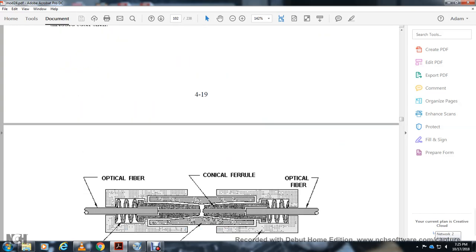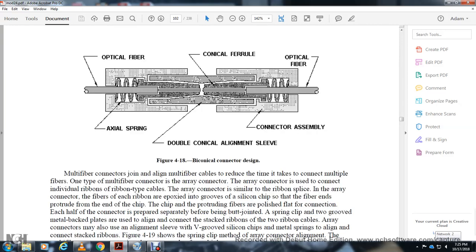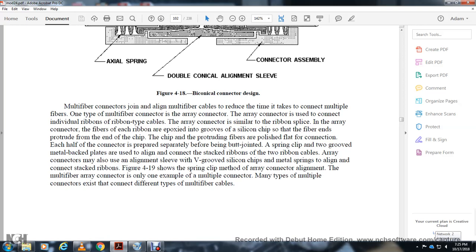Optical fiber, conical ferrule, optical fiber connector assembly, double conical alignment sleeve, the axial spring. The multi-fiber connectors join the multi-fiber cable to form the multi-fiber connector, the array connector.